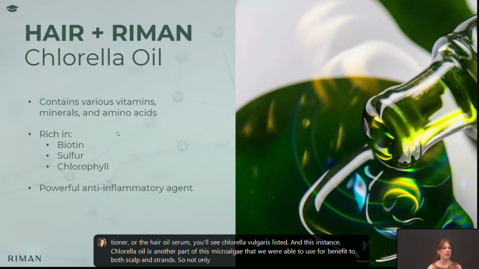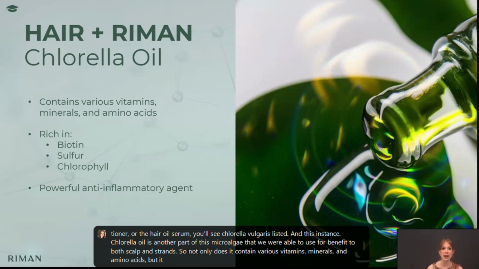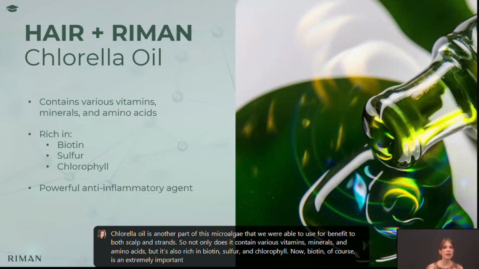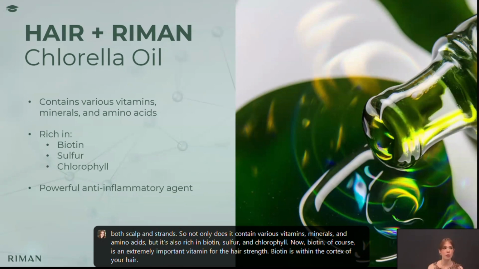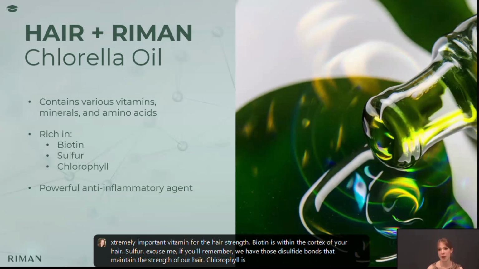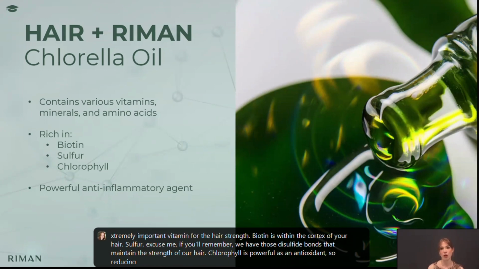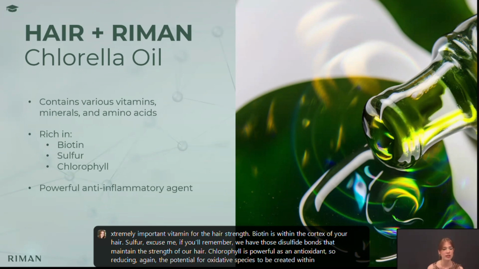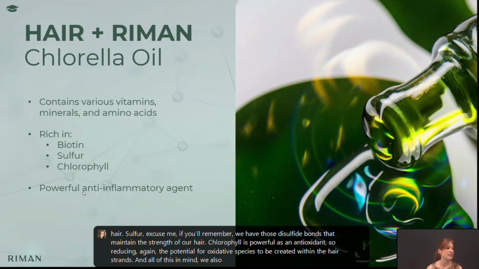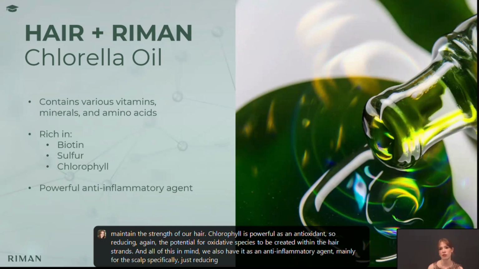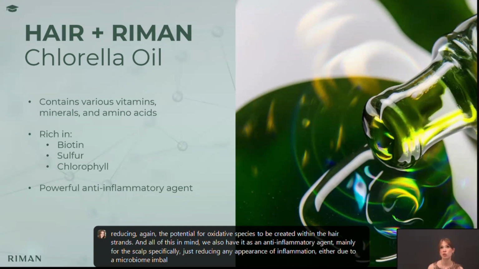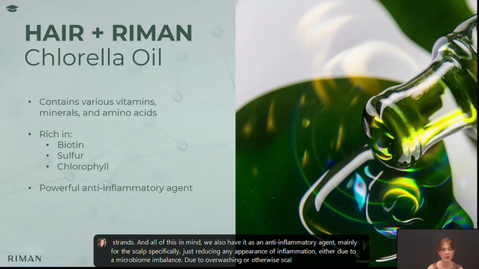So not only does it contain various vitamins, minerals, and amino acids, but it's also rich in biotin, sulfur, and chlorophyll. Now, biotin, of course, is an extremely important vitamin for hair strength. Biotin is within the cortex of your hair. Sulfur, if you'll remember, we have those disulfide bonds that maintain the strength of our hair. Chlorophyll is powerful as an antioxidant, so reducing, again, the potential for oxidative species to be created within the hair strands. And with all of this in mind, we also have it as an anti-inflammatory agent, mainly for the scalp specifically, just reducing any appearance of inflammation, either due to a microbiome imbalance, overwashing, or otherwise scalp dryness.